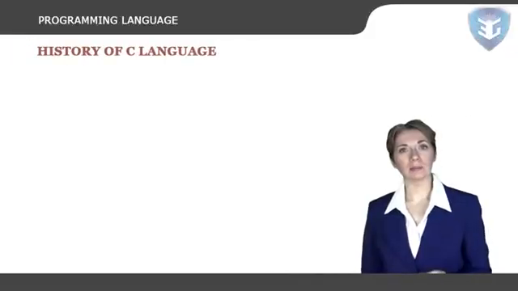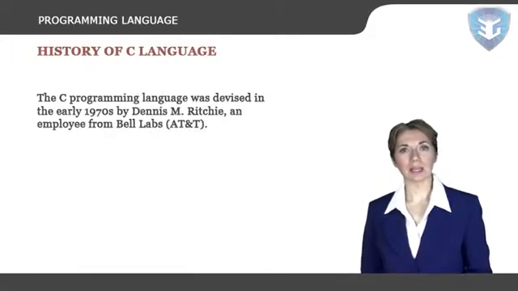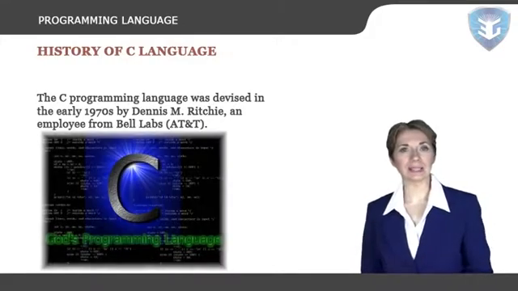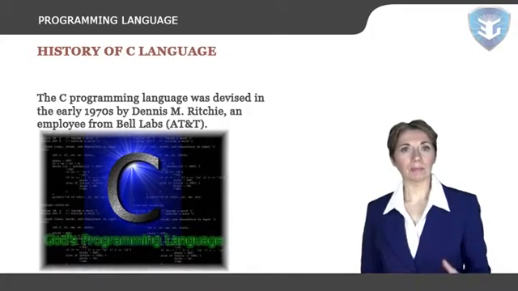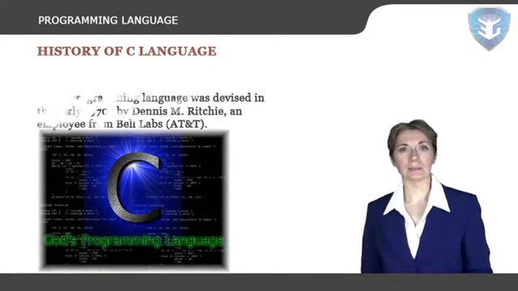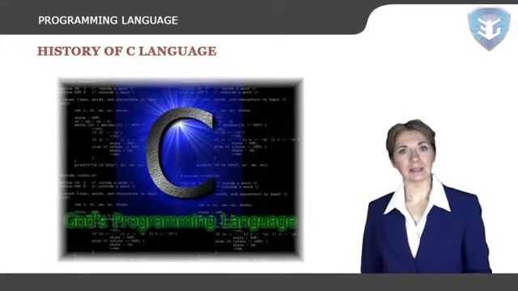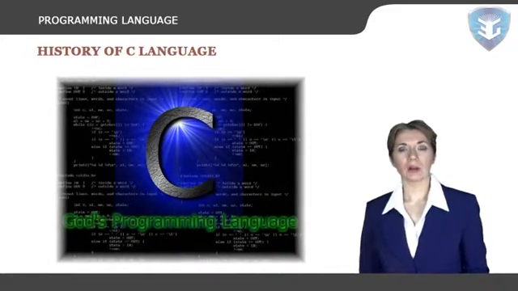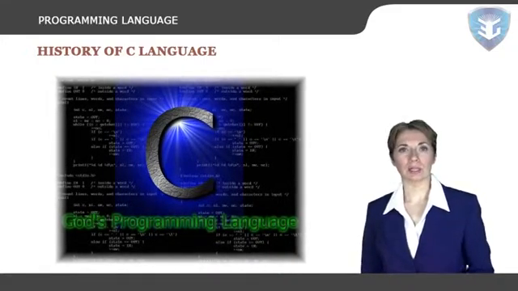Let's now talk about the history of C language. The C programming language was devised in the early 1970s by Dennis M. Ritchie, an employee from Bell Labs, AT&T. In the 1960s, Ritchie worked with several other employees of Bell Labs on a project called Multics.